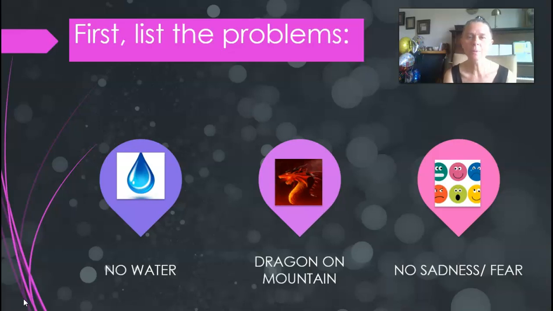So first we list the problems. In the first part of your book, you found the problems in your story. The book I'm reading, Rowan of Rin, has 3 really clear problems in the very beginning of the story. There's no water. There's a dragon on top of the mountain, and that's where the water comes from. And I don't know if you noticed this, but the people of Rin are not supposed to show any fear or any sadness, and that's a problem.